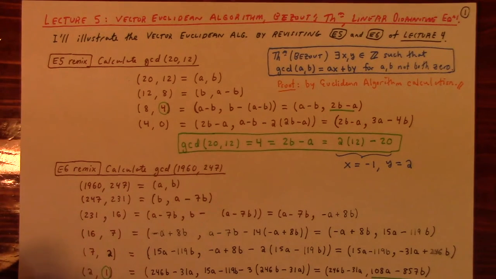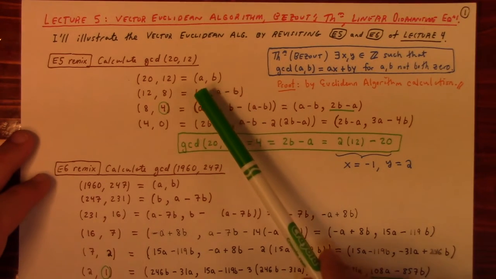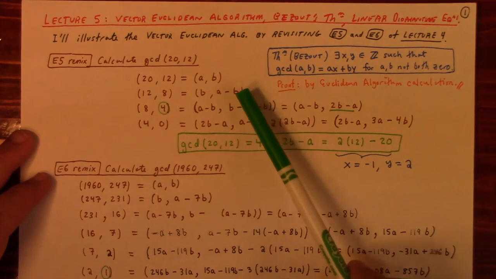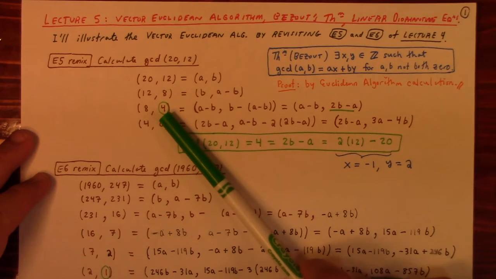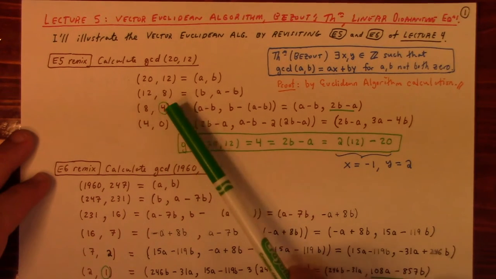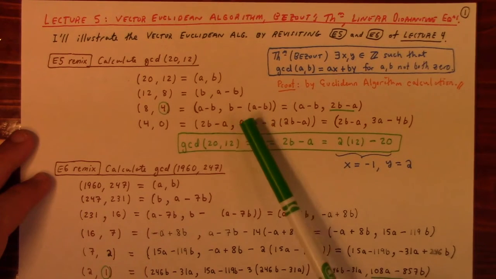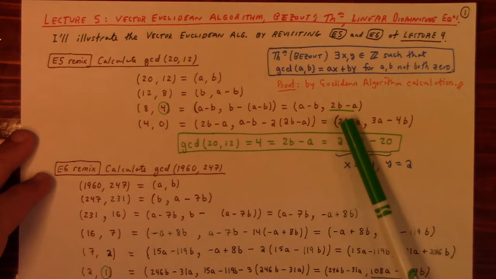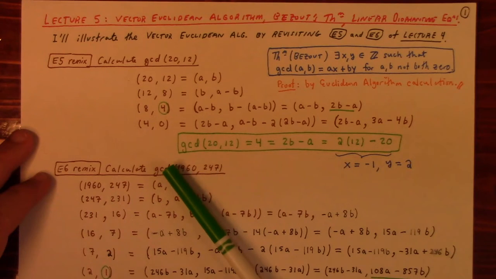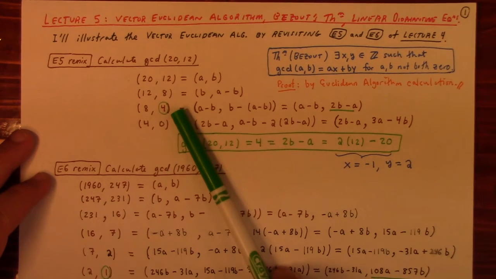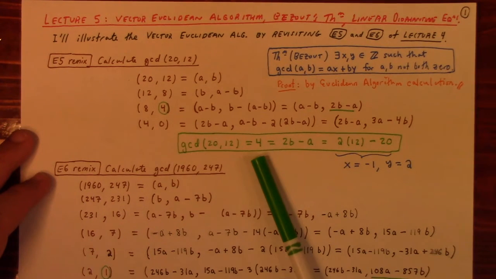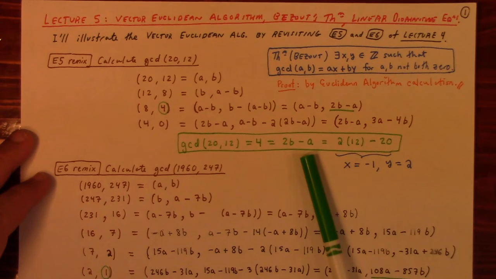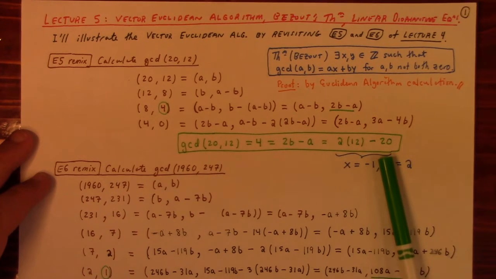Then what? Well then, my 8 comes down to here, which is why I bring the A minus B down to there, all right? And then how do we get 4? We get 4 from 12 minus 8, right? So B minus (A minus B). Distribute the minus, that gives me 2B minus A. And that was the last non-zero remainder, so that's the GCD actually. So you can see 4 is equal to 2B minus A, which is 2 times 12 minus 20.